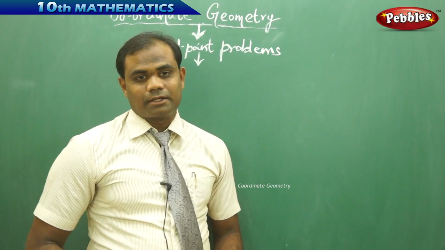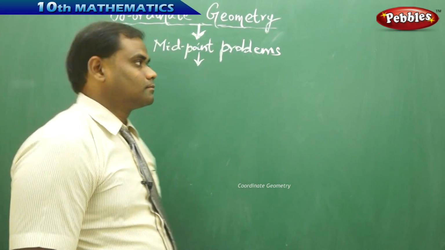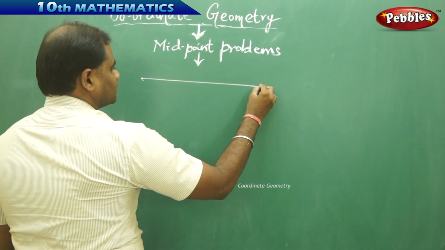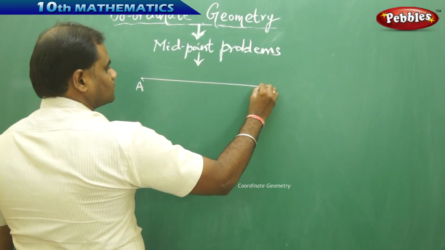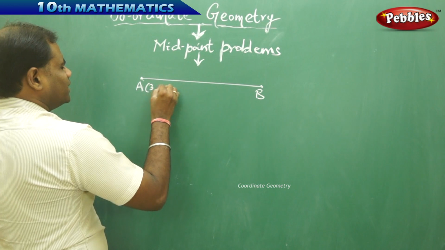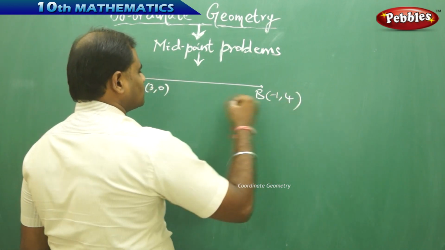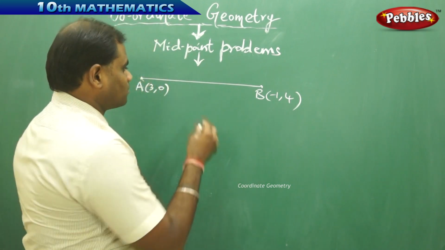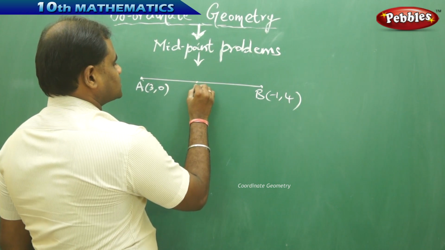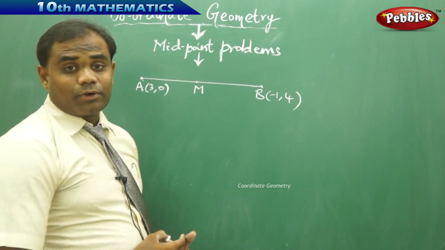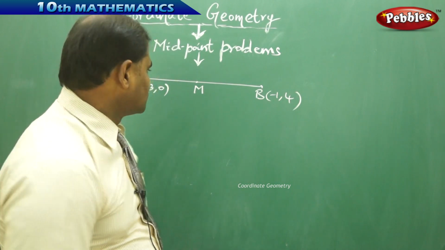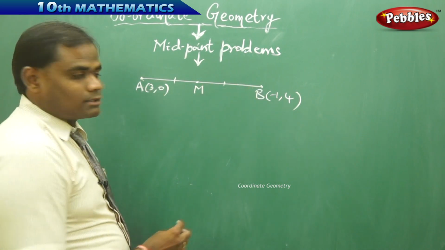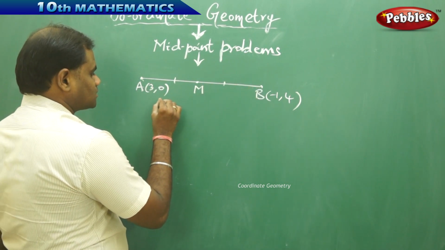Now let's do one practice problem to find the midpoint. For example, I want to find the midpoint of the line joining A and B, where the coordinates of A are 3, 0 and B are -1, 4. As we know, the midpoint is exactly the point which lies equidistant from A and B on the line, so let me denote this with M for midpoint. So MA is equal to MB.